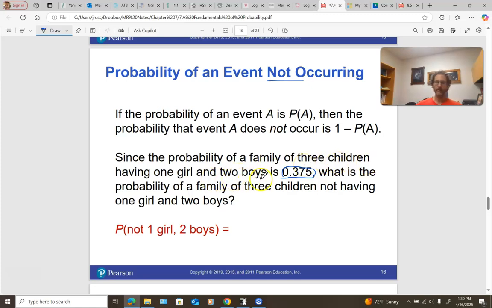What would be the probability of a family of 3 not having 1 girl and 2 boys? Well, it's just going to be 1 minus the probability that they do have 1 girl and 2 boys. So if 0.375 is the probability that they do have a girl and 2 boys, the probability that they will not is just the difference there.